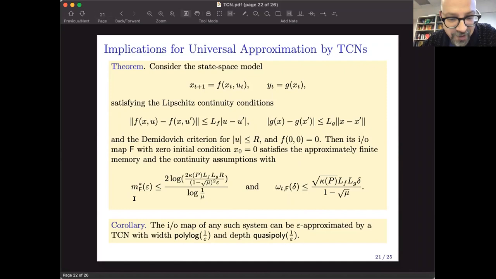It basically gives us exactly this result that Miller and Hardt had.